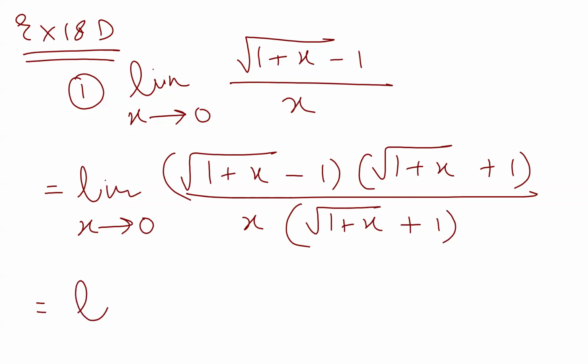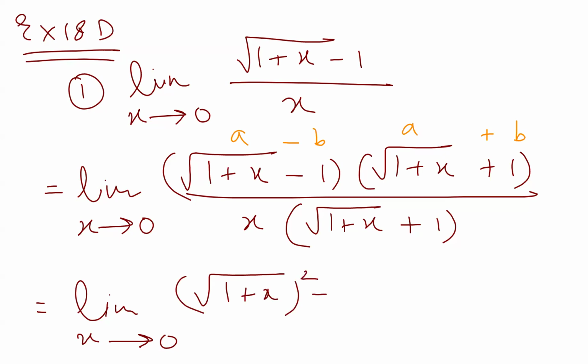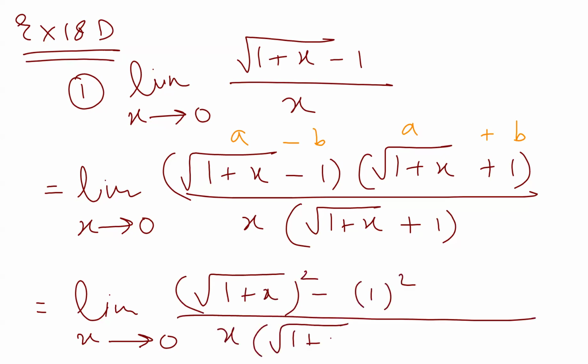So this equals limit x equal to 0. Okay, so this will be a minus b into a plus b. So guys, a minus b into a plus b is a square minus b square, upon x root of 1 plus x plus 1. I hope you are copying this.